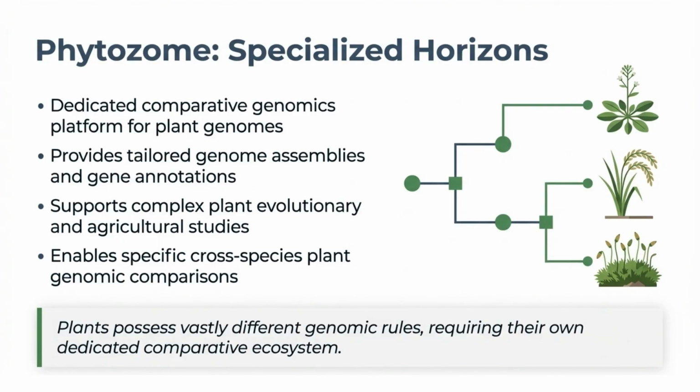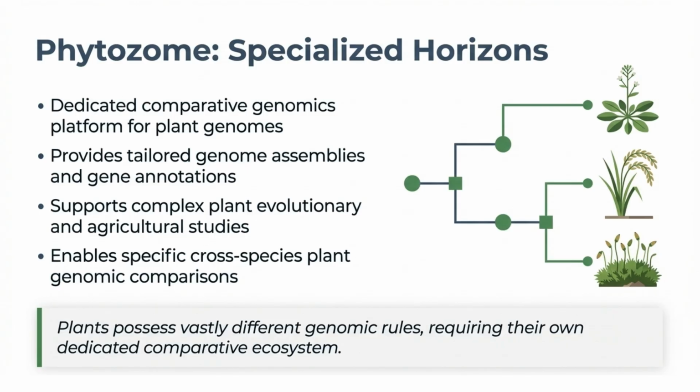Phytozome was developed as a specialized platform for plant genomes. It provides plant genome assemblies, annotations, and comparative tools that are tailored for studying plant evolution, gene families, and agriculturally relevant traits. This kind of specialization is important because one-size-fits-all genomic tools do not always capture the biology of every lineage equally well. If you look at the slide, Phytozome represents how comparative genomics becomes more powerful when adapted to the biology of a specific kingdom.